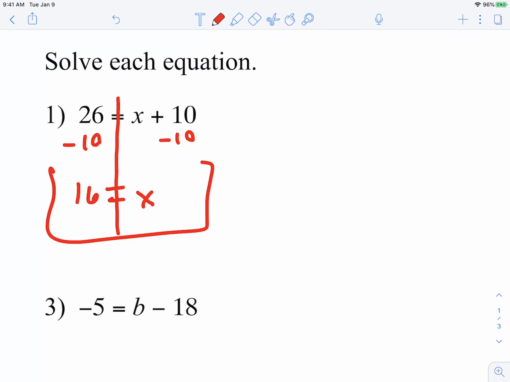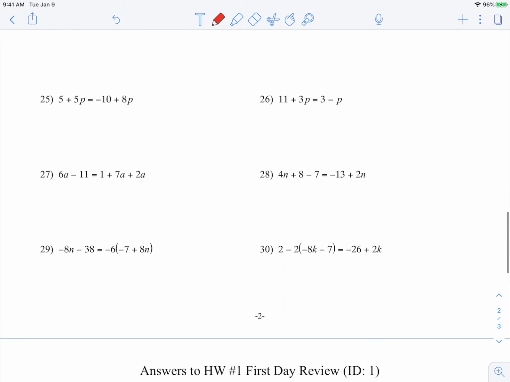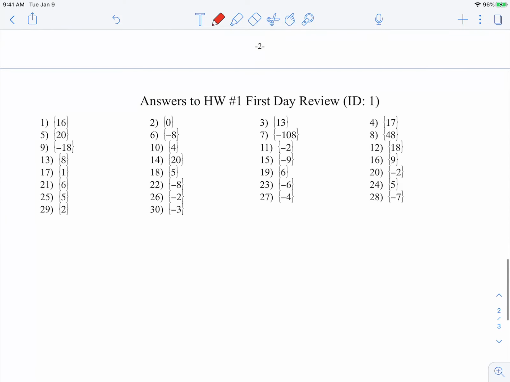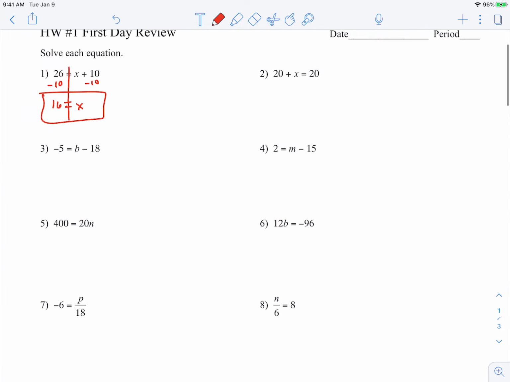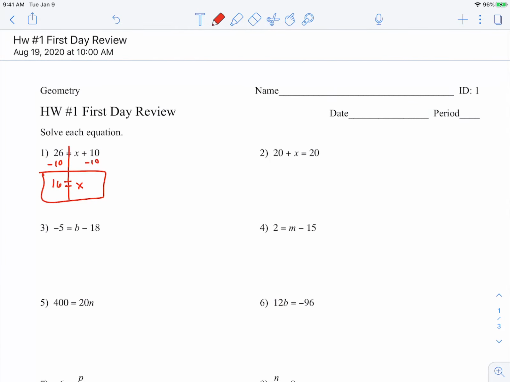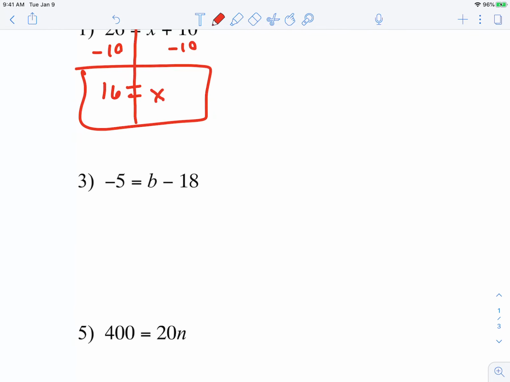So pretty simple there. By the way, at the end of this worksheet, there should be an answer key, so you can go and check all of your answers there. So definitely do that on the odds there. And then also just make sure you're showing all of your steps that you're doing. That'll help you get credit for your work.